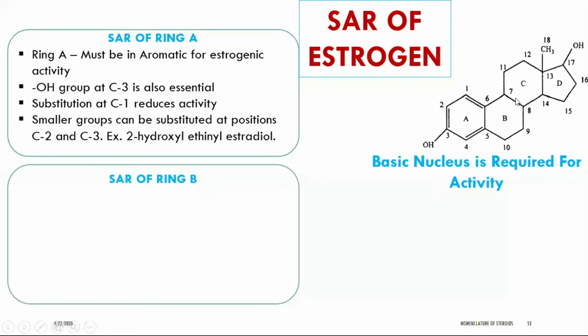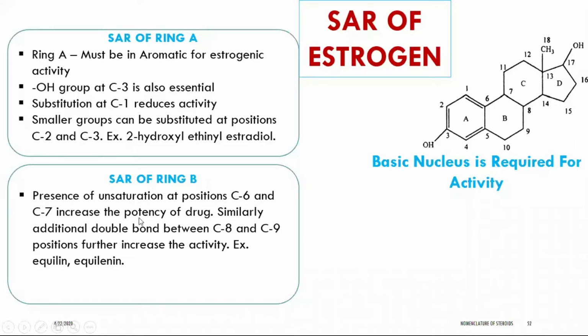Now SAR of ring B. The presence of unsaturation, that means a double bond at C6 and C7, so this is C6 and C7, increases the potency of the drug. Similarly, addition of a double bond between 8 and 9, that means carbons 8 and 9. So double bonds at C6 and 7, and 8 and 9 increase the activity.